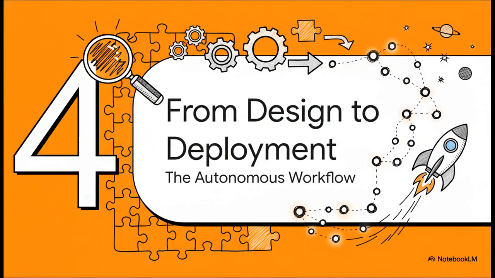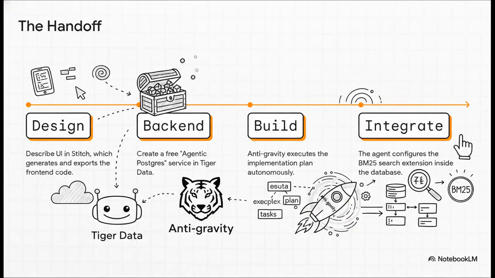All right, the plan is locked in. Now it's time to let the agents do their thing. This is the moment where you basically stop working and the autonomous workflow takes over. You can just see the flow here. It's beautiful. First, you're the designer. You tell Stitch what you want the UI to look like, and it builds it. Then you quickly set up a free database with Tiger Data, and after that, you're pretty much just a supervisor. Anti-Gravity grabs the UI, connects to the database, and just starts working through the plan, step by step, even handling complex stuff like setting up that BM25 search extension all by itself.